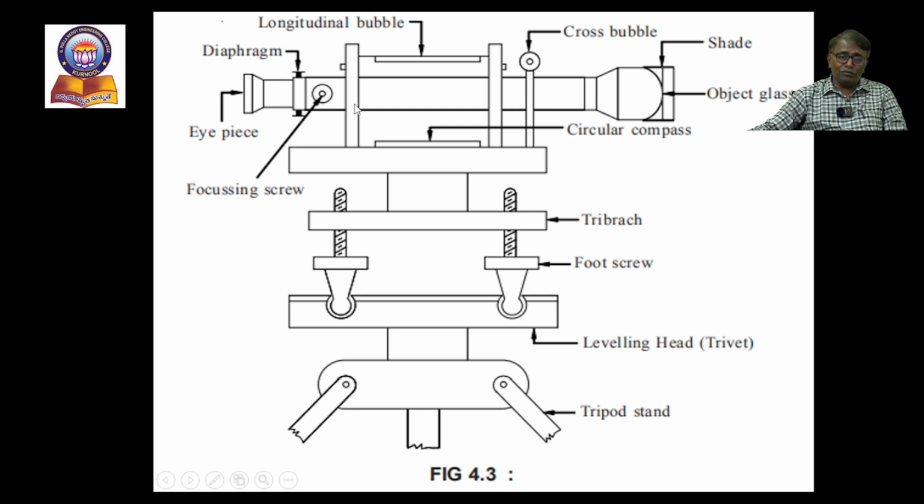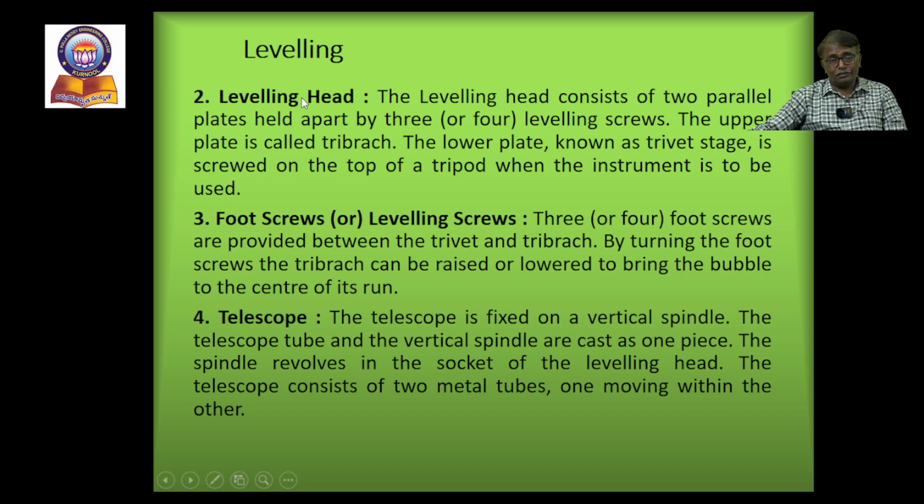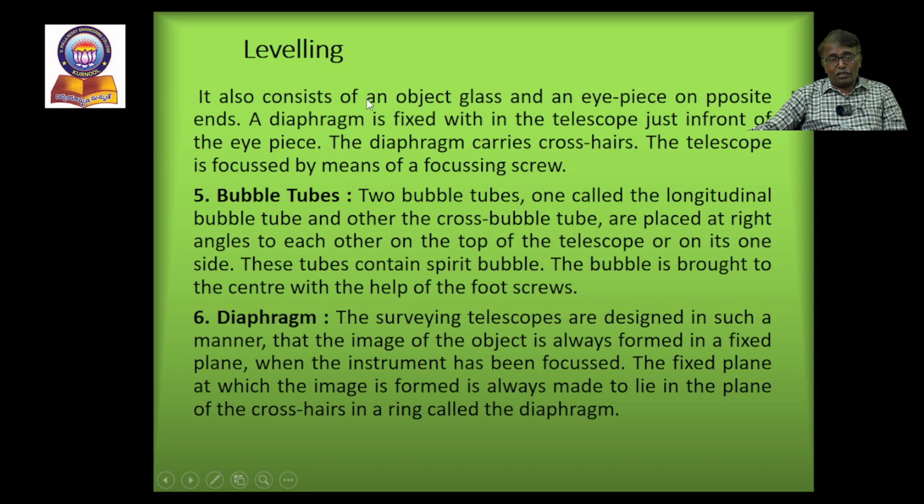By adjusting the focusing screw, the image of the object passing through the object glass will form over the diaphragm. A rack and pinion arrangement is provided inside the tube, which adjusts the image so that it is formed over the diaphragm very clearly. It also consists of the object glass and eyepiece on opposite ends. The diaphragm is fixed just in front of the eyepiece. The diaphragm carries crosshairs. The telescope is focused by means of a focusing screw.